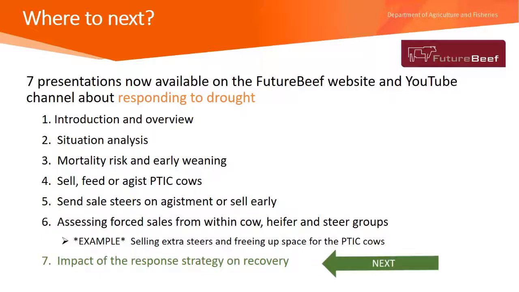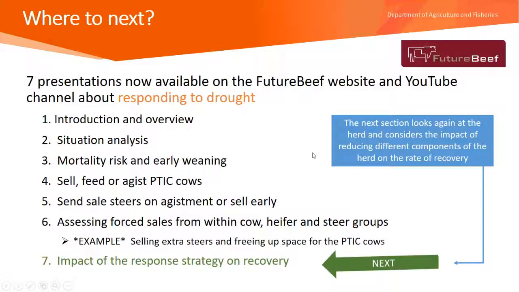We'll move on to number 7, impact of the response strategy on recovery. So the next section looks again at the herd, goes back to the whole herd, and considers the impact of reducing different components of the herd on the rate of recovery. So we're going to look a little bit further out.